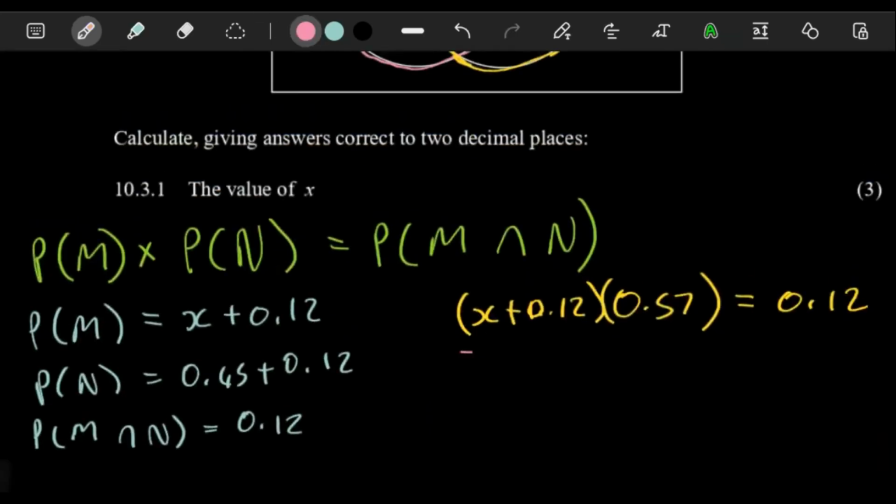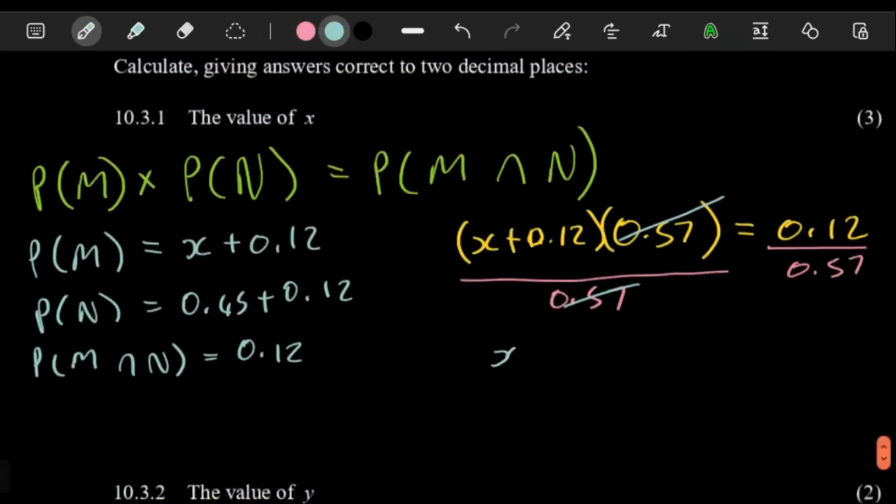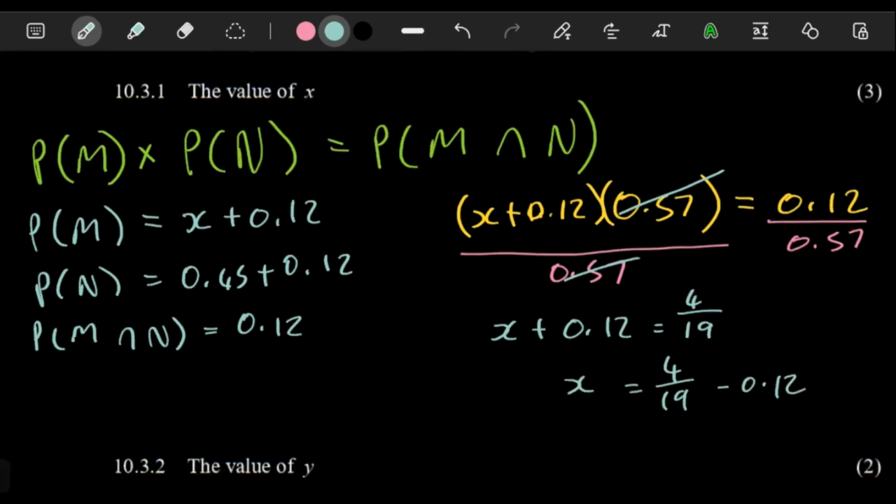Solving for x here, we can just divide by 0.57 first on both sides. This cancels that, and we have x plus 0.12 equal to 0.12 over 0.57, which is 4 over 19. I don't know why I didn't put this as a decimal. 4 divided by 19 as a decimal is a really long number, so we can just leave it as 4 over 19. We remove the 0.12, and then we'll have our value of x.